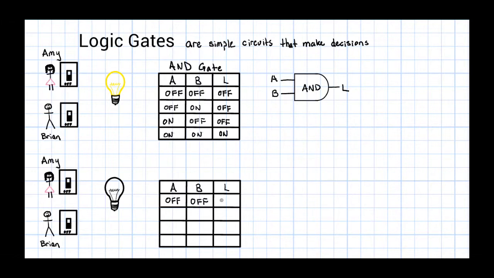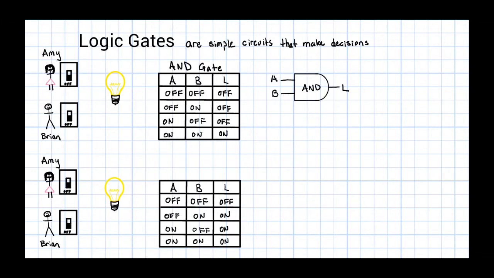If both Amy and Brian have their switches off, then the light bulb is off. If Amy has her switch off, but Brian has his switch on, the light bulb will turn on. Likewise, if Amy has her switch on, but Brian has his off, the light bulb will also turn on. If both Amy and Brian have their switches on, the light bulb remains on.